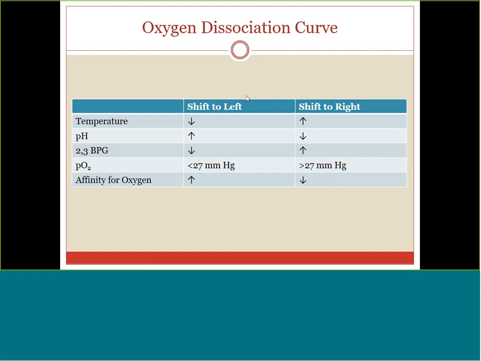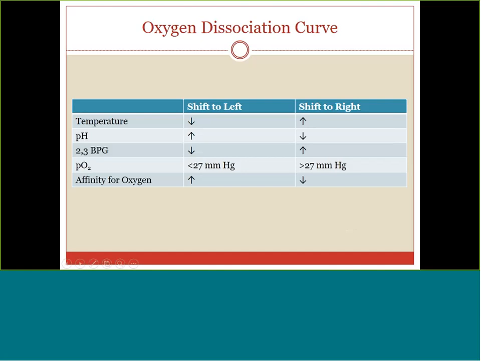Now, the other thing you have to just memorize is what will cause it to shift that way. So pH, if you have a high alkaline pH, that will cause a shift to the left. So I always try to remember the L's in alkaline for left. And so then the opposite, a decreased or acidic pH, would shift to the right. Temperature, if your body temperature drops, you will shift to the left. If your body temperature increases, you will shift to the right.